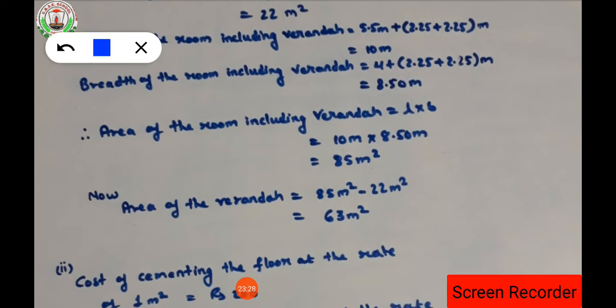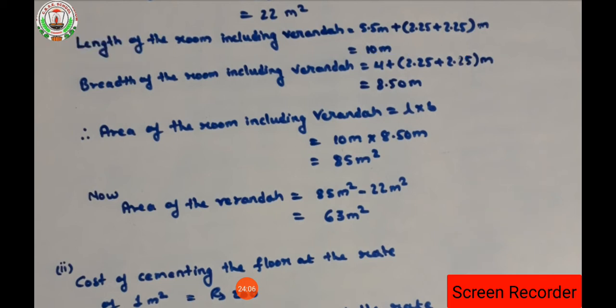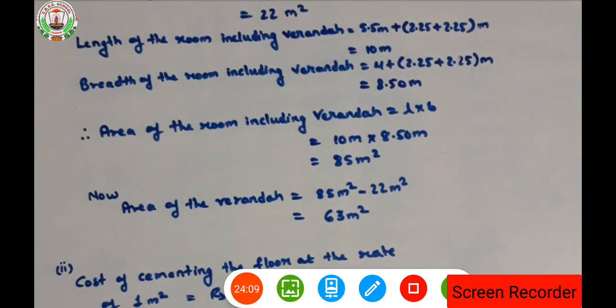While adding, I can show you, 5.5 will be added with 2.25, plus 2.25. Here it will be 0, 5 plus 5 will be 10. Then 5 plus 2 is 7, 7 plus 2 is 9, 9 plus 1 is 10. So here 1, 0, carry will be 1, plus 5, so here it is 10. So the answer is 10.000, 0 does not have any value. So the required answer is 10 meter. Clear?